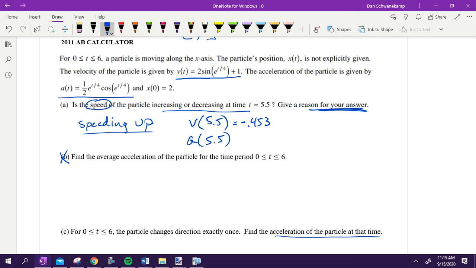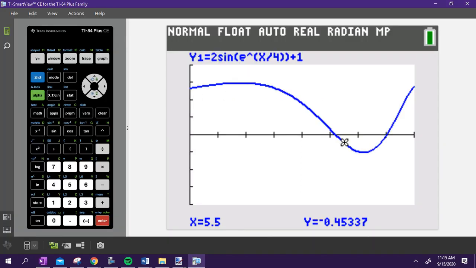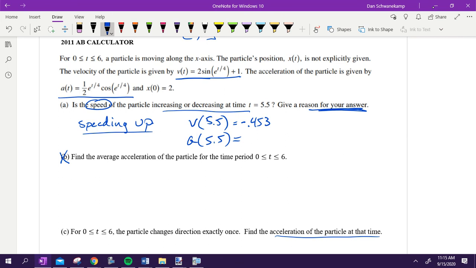What about acceleration at 5.5? What are you looking for on this velocity graph to talk about acceleration? The slope. Velocity, acceleration, that's the slope. What is true about the slope at that x value right there? It's negative. And so we could find it, but I'm not even going to do that right now. I'm just going to say the acceleration is negative.